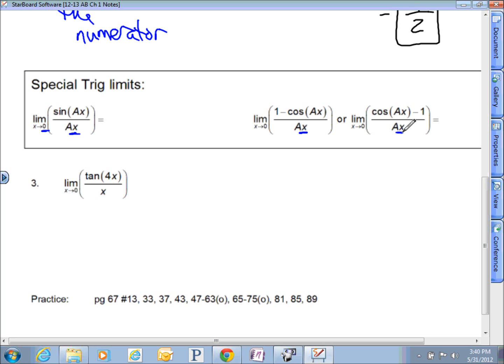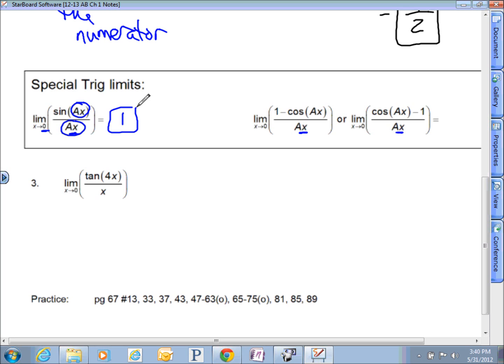Special trig limit, this is what's going to happen. The limit as x approaches 0, sine of ax over ax. This quantity has to match that quantity. If that's the case, this limit is always 1, no questions asked. If you want to prove it to yourself, punch in sine of 2x all divided by 2x and graph it and take a look at what happens when x equals 0. And I think you'll see the two sides of the graph coming together at y equals 1.